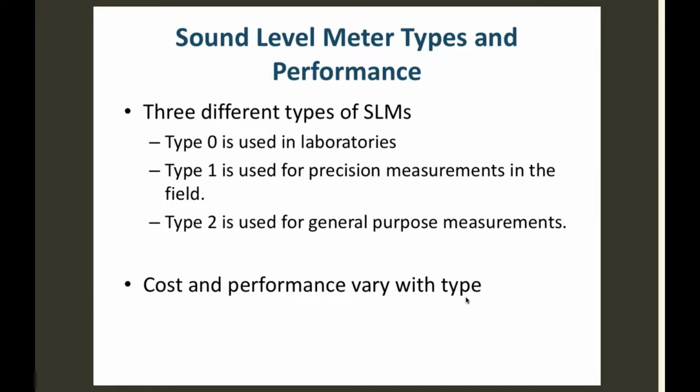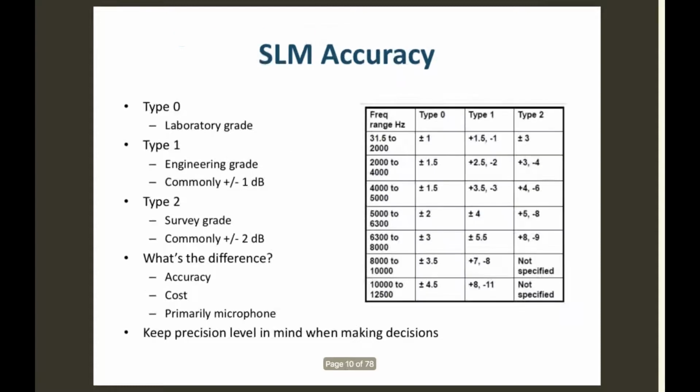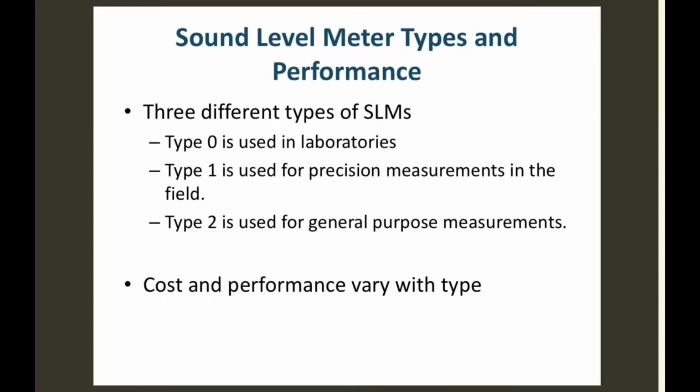0, 1, 2. I thought it was 1, 2, 3. Let's see. I'm frozen. The slide up there says 0. Yeah, slide says 0. Type 1, Type 2. Yeah, it said Type 0, Type 1, Type 2. Yep. You're right.